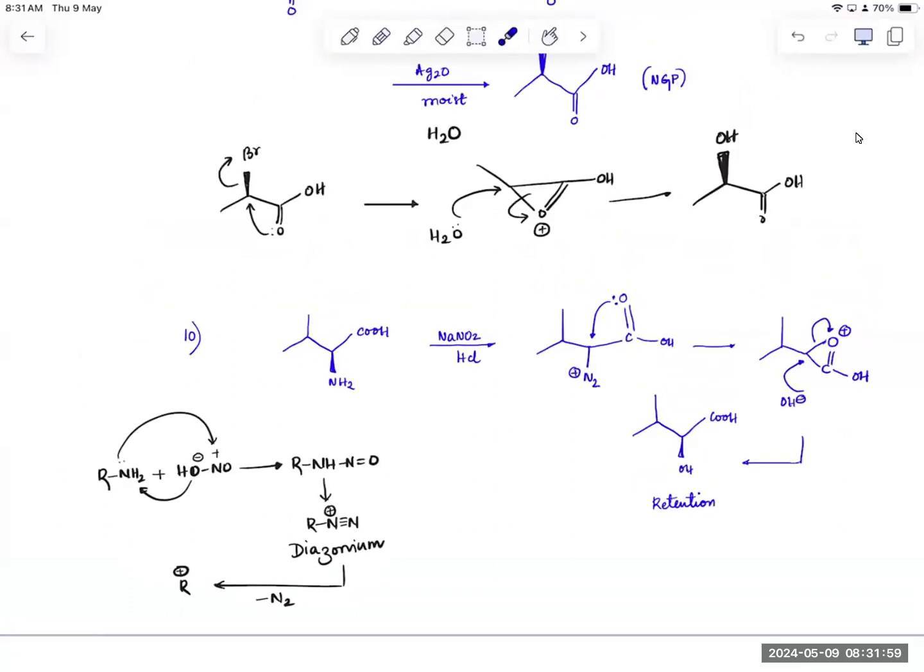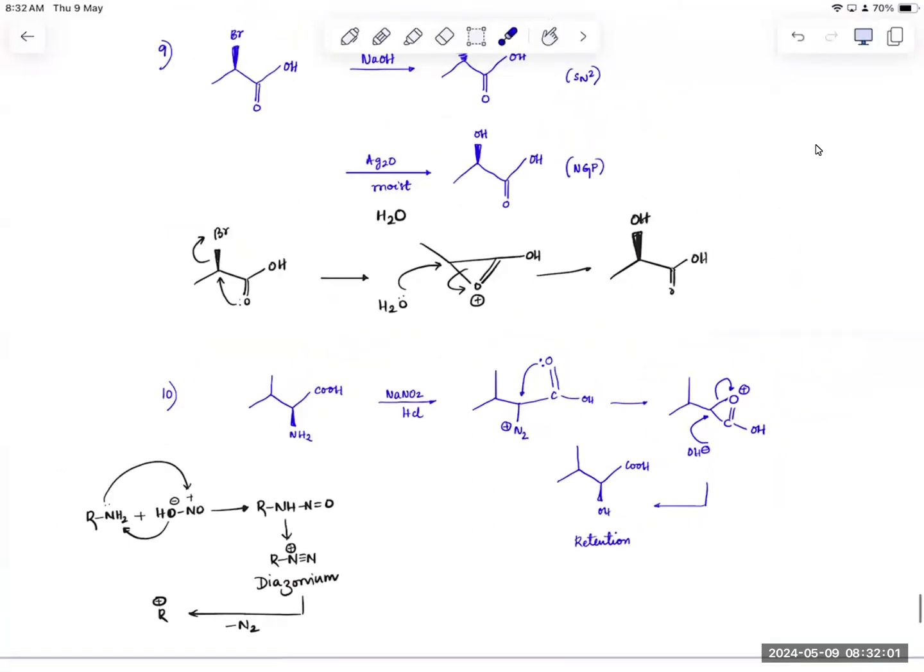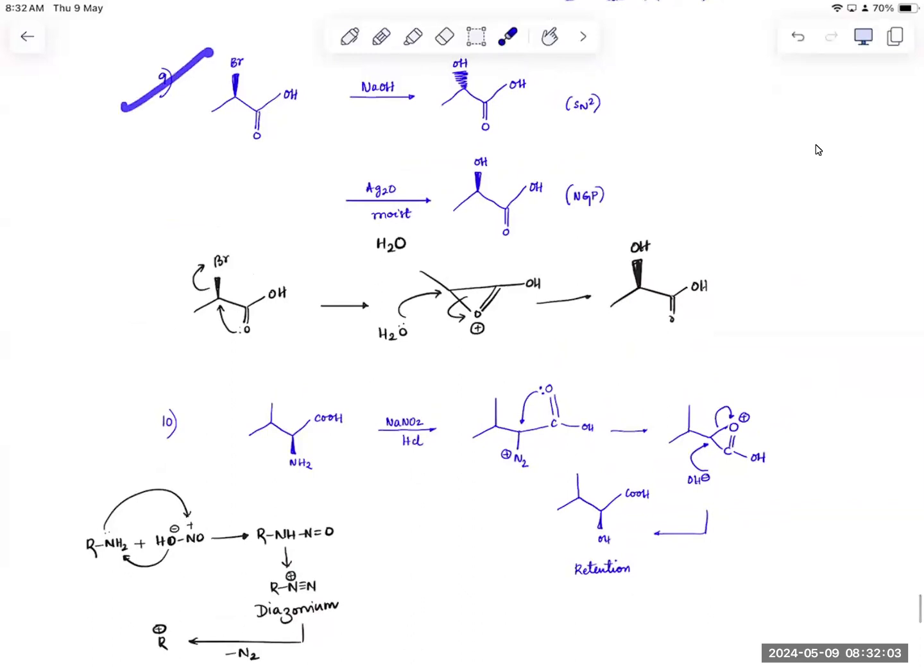Any doubt here, everybody? Please check. This is a very important case. 9th and 10th are very important cases. Learn that properly. You just need to know that you are applying retention on that due to NGP, and that's how we will get this product.